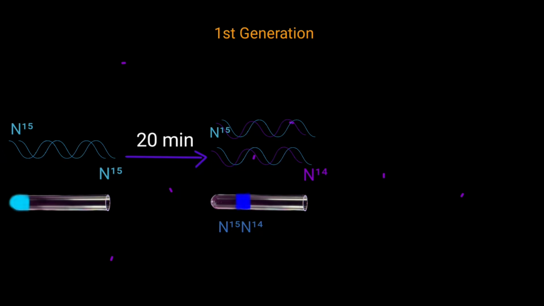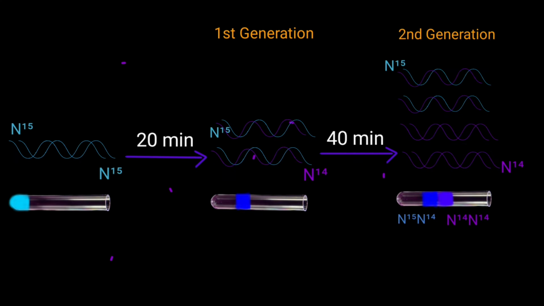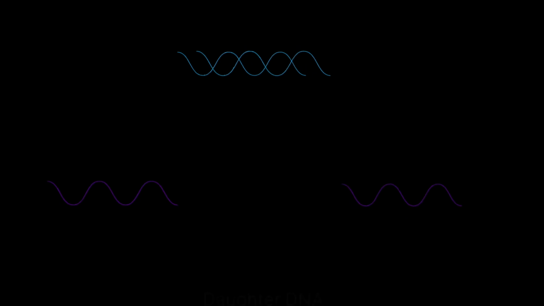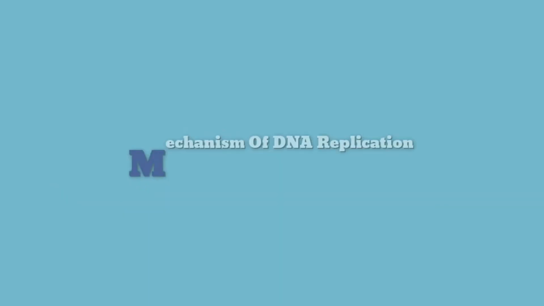Again, the hybrid DNA was allowed to grow on normal culture, and after some time, it was tested again. The second generation shows a light N14 state, as well as a hybrid state. This proves that DNA is semi-conservative, that is, one complete strand of daughter DNA is derived from parent DNA.